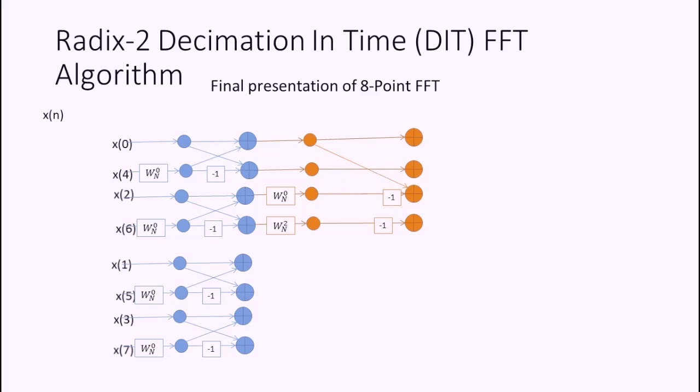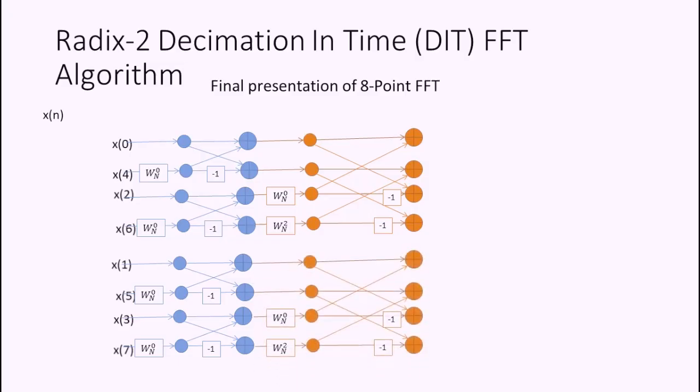Now here we use butterfly addition. The first 2 are added with the second 2 with -1 multiplication, and the second 2 are added with the first 2, which remains the same. The same thing happens for the bottom 4 outputs.